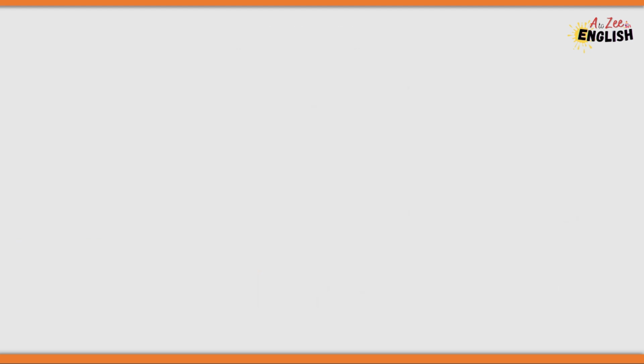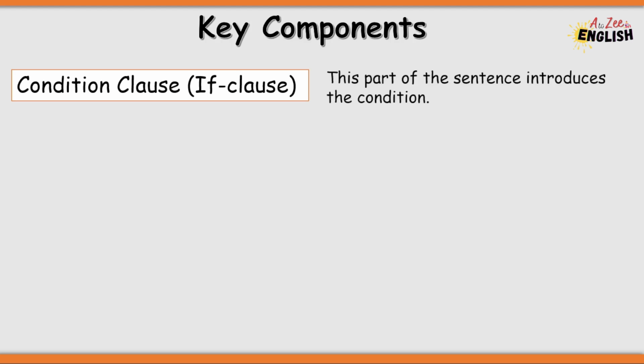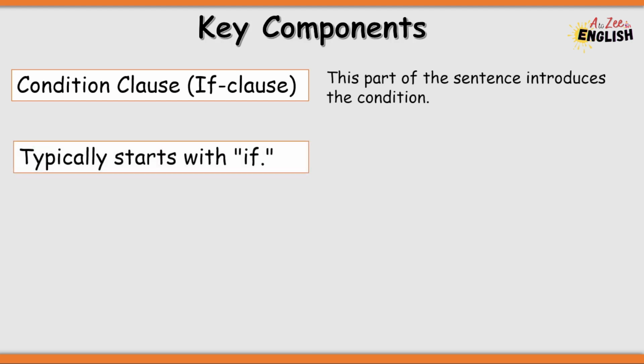So next are the key components of conditional sentences. The first component is the condition clause, meaning the if clause. This part of the sentence introduces the condition. It typically starts with "if". You can also use "if" in the middle of the sentence. For example, if it rains, this is a condition.